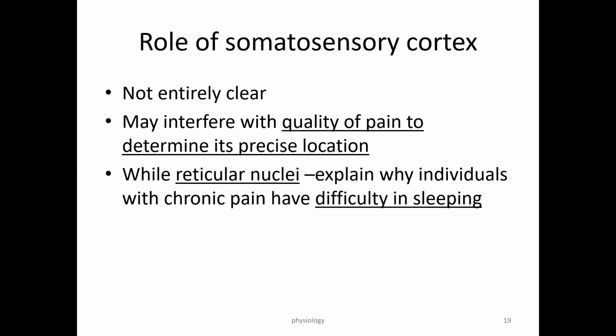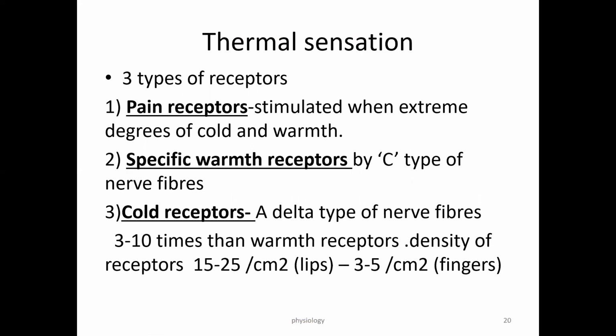While the fibers which enter the reticular group of nuclei, that is midbrain, pons, and medulla, mainly explain why individuals with chronic pain have difficulty sleeping, because the continuous supply to that reticular group of nuclei activates the reticular activating system. That's why individuals with chronic pain have difficulty sleeping. So this is about the fast pain and slow pain pathway.